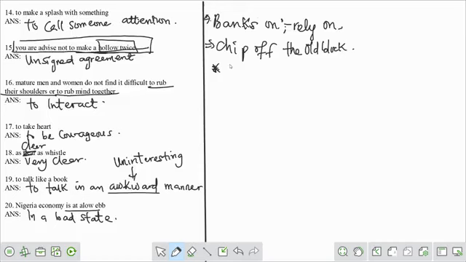So chip off the old block means to resemble someone. If I say chip off the old block, I can use the example: Ayo is a chip off the old block. So chip off the old block means to resemble one's father.